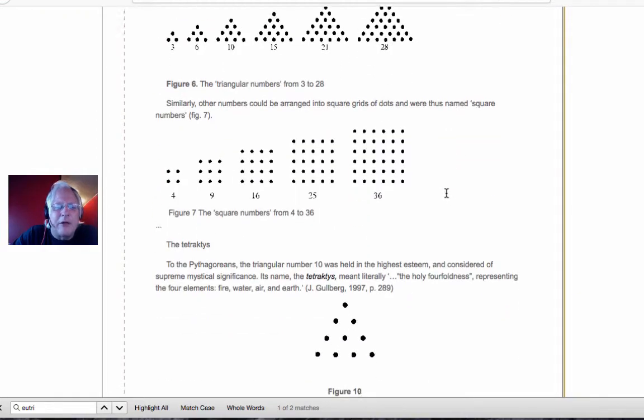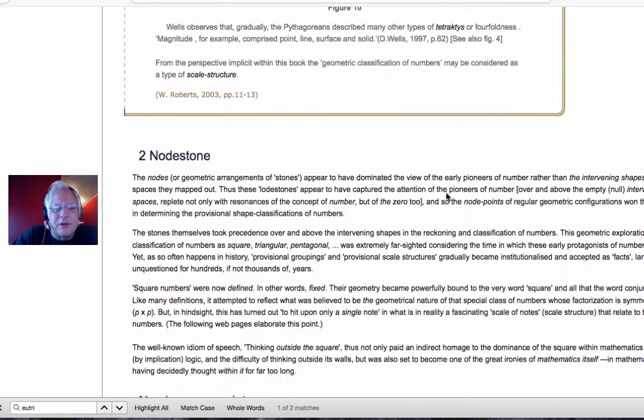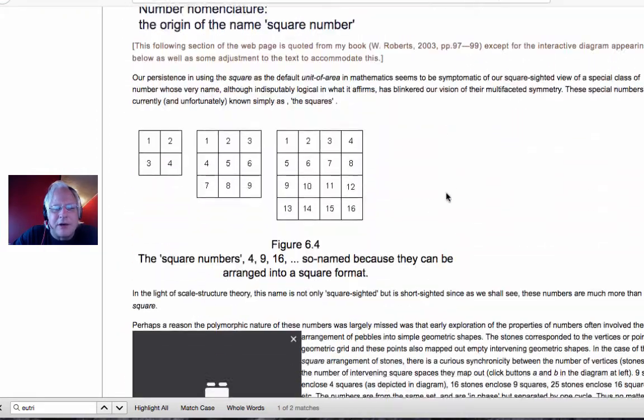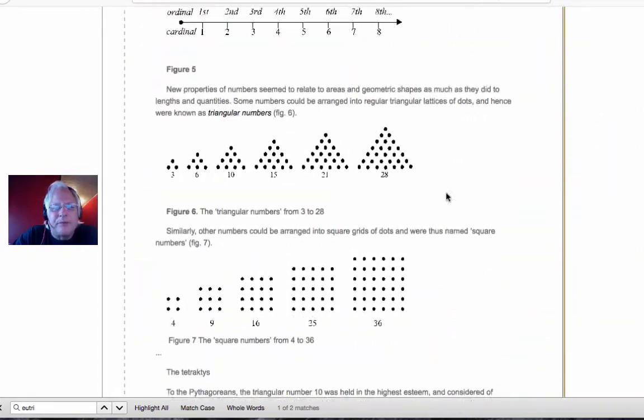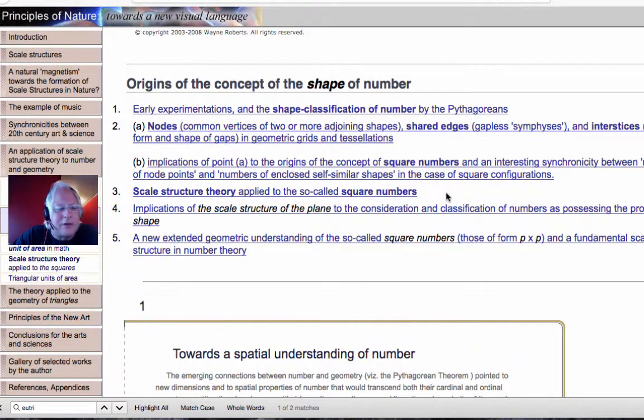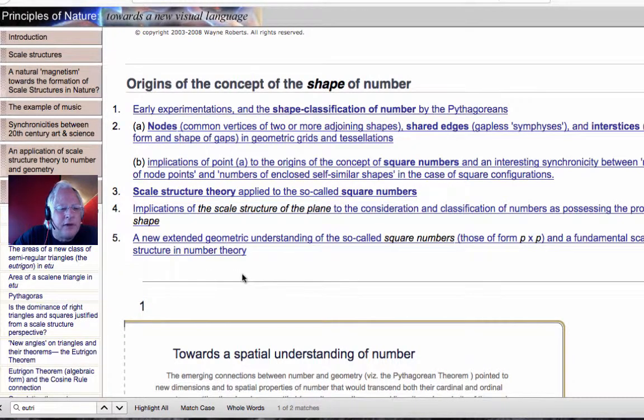And here, without reference to Bucky, because he's doing his own thinking, Wayne Roberts is like, you know what? What about a triangular unit of area? Now, I haven't found yet if he goes to a tetrahedron for volume, but that's certainly what we do in synergetics.